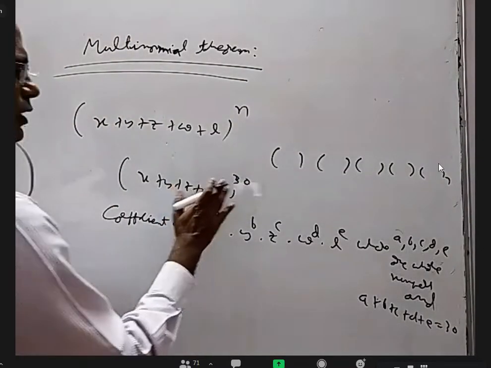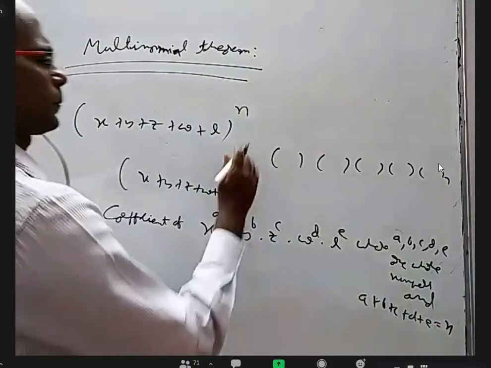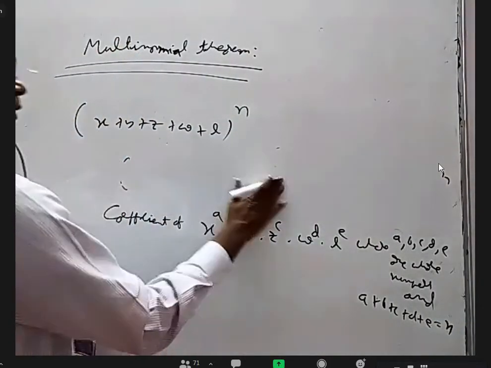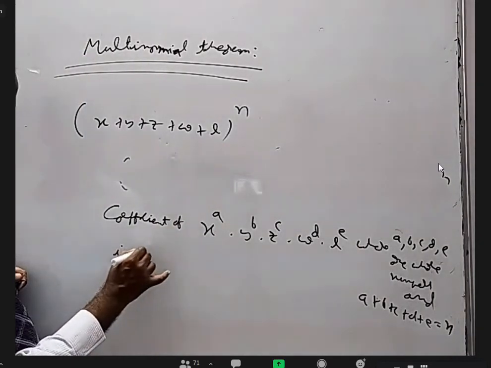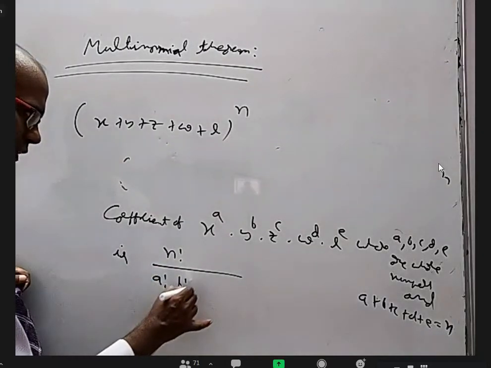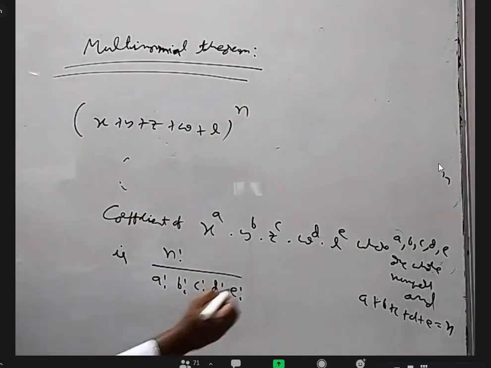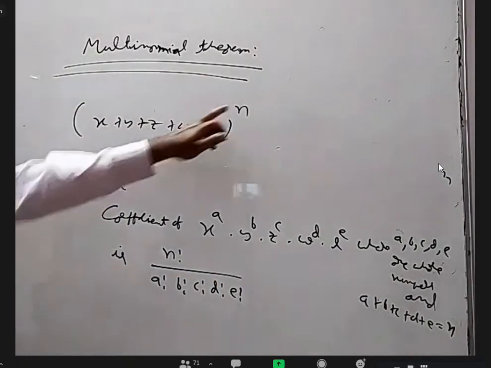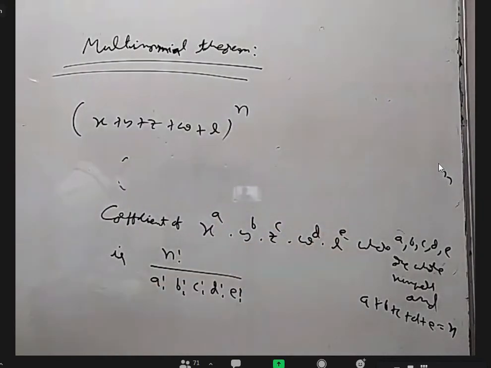Here in this case, instead of 30, I want to write n. I took 30 as an example. Okay, let us write n. So the coefficient of this is n factorial by a factorial, b factorial, c factorial, d factorial, e factorial.